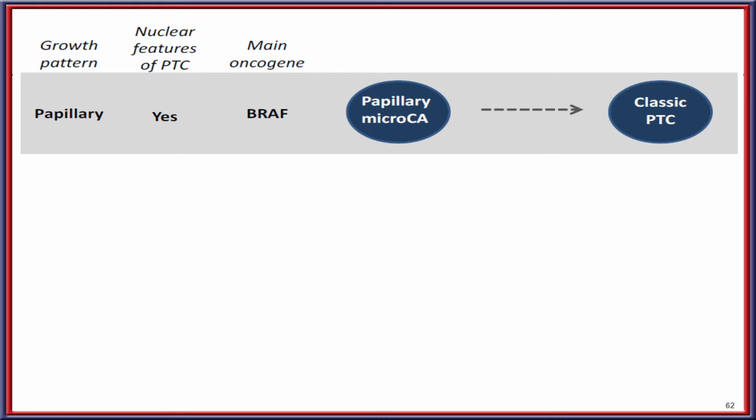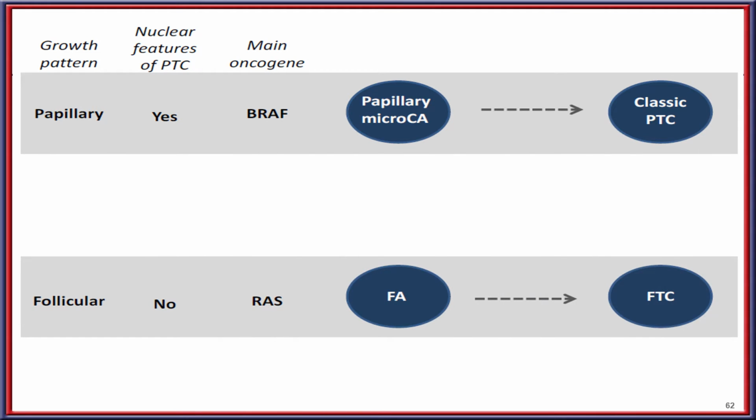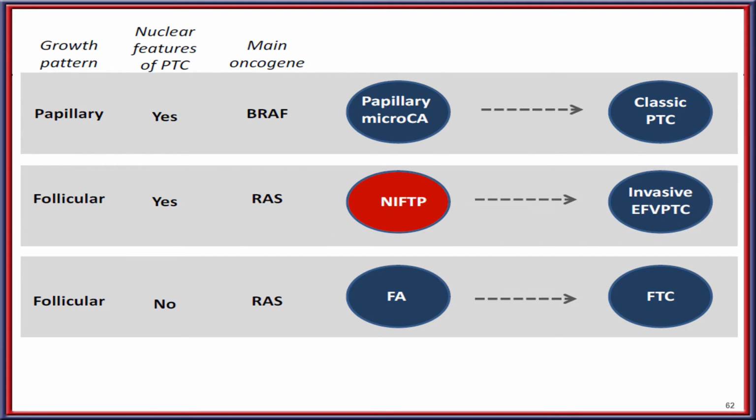And if it's a small tumor, we call it a microscopic papillary thyroid carcinoma, going all the way through to classical papillary thyroid carcinoma. On the other end of this spectrum, one has a follicular patterned lesion without the nuclear features of papillary, almost always associated with RAS mutations, and this is a follicular adenoma if there is no invasion, and of course if invasion is present, it transitions into follicular carcinoma.